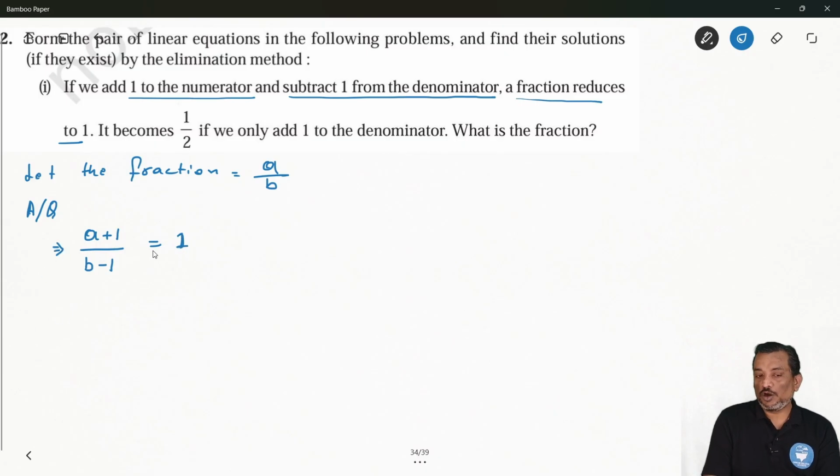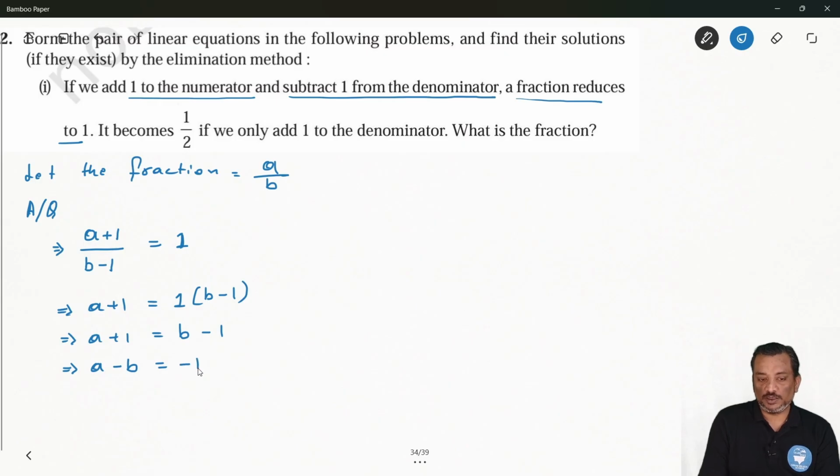ठीक है, you got the expression, we will do the cross multiplication. So a plus 1 is equal to 1 times b minus 1. Okay, so you will get how much? A plus 1 is equal to b minus 1. Now you can bring this b to this side. So a minus b, and 1 you can bring that side. So this 1 becomes minus 1 and minus 1. So you will get the final expression a minus b is equal to minus 2. So this is your equation 1. ठीक है, ये आपका equation 1 आ गया.